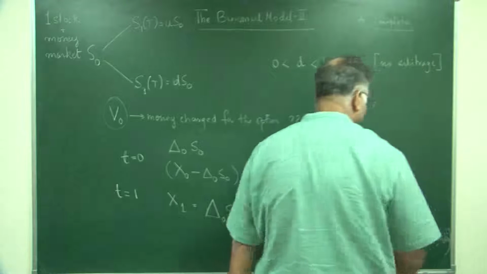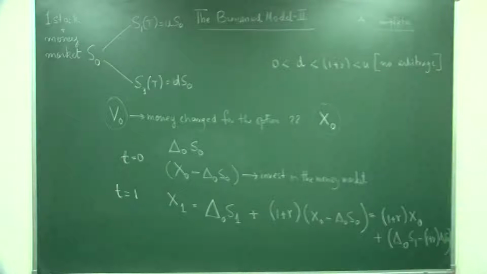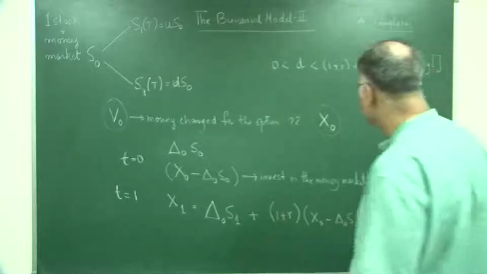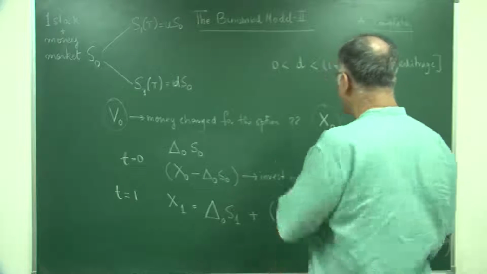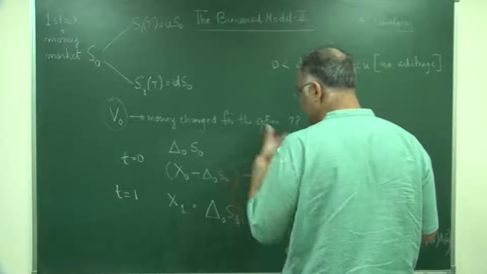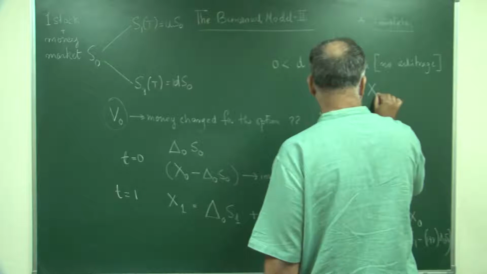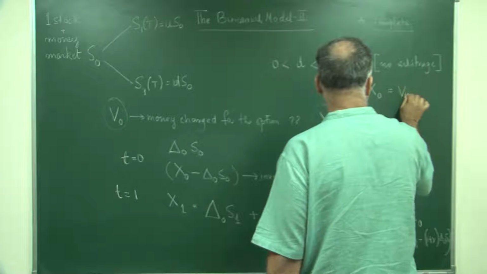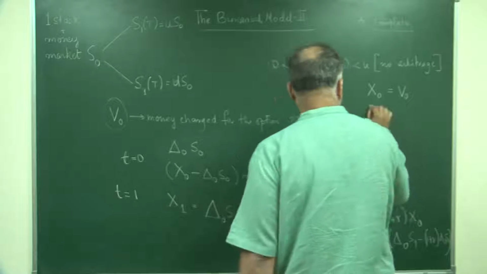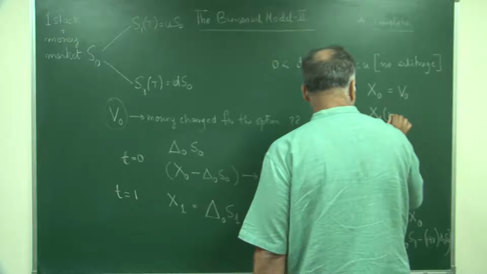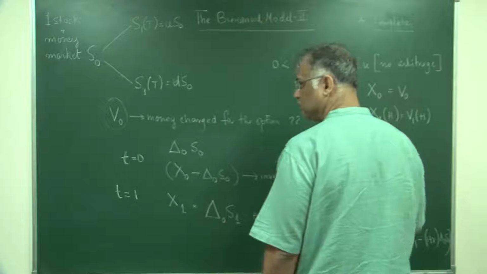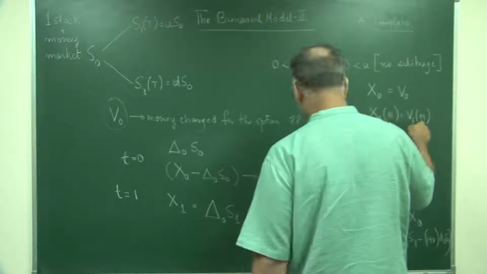Basically separating x naught and this S thing. So, what should be the initial wealth I should start with? If I am in the option market and I have sold the option, my x naught should be equal to v naught. And what is the meaning of replication? That x1 of H should be equal to v1 of H. The worth of my portfolio, if H comes, should be v1 of H.